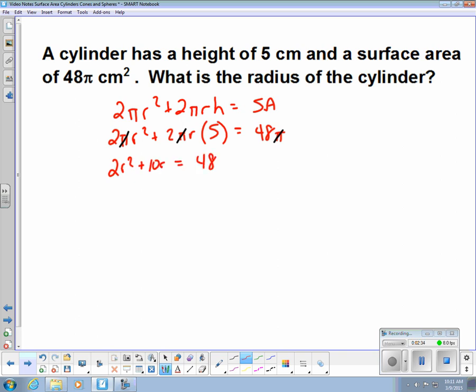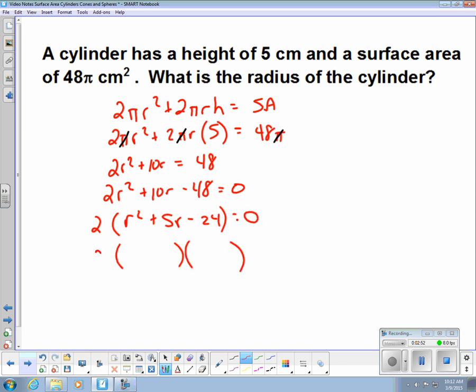This is a quadratic, it has an r squared, so 2r squared plus 10r minus 48 equals 0. Then we look for GCFs. There's a greatest common factor, so we got r squared plus 5r minus 24 equals 0. I'm going to factor this. Got an r here and r here, and I got an 8 here and a 3 here because my factors for 24, remember, are 1 and 24, 2 and 12, 3 and 8, 4 and 6. I want the ones that are going to subtract because of that minus on the 24. So that's going to be a positive 8 and a negative 3.